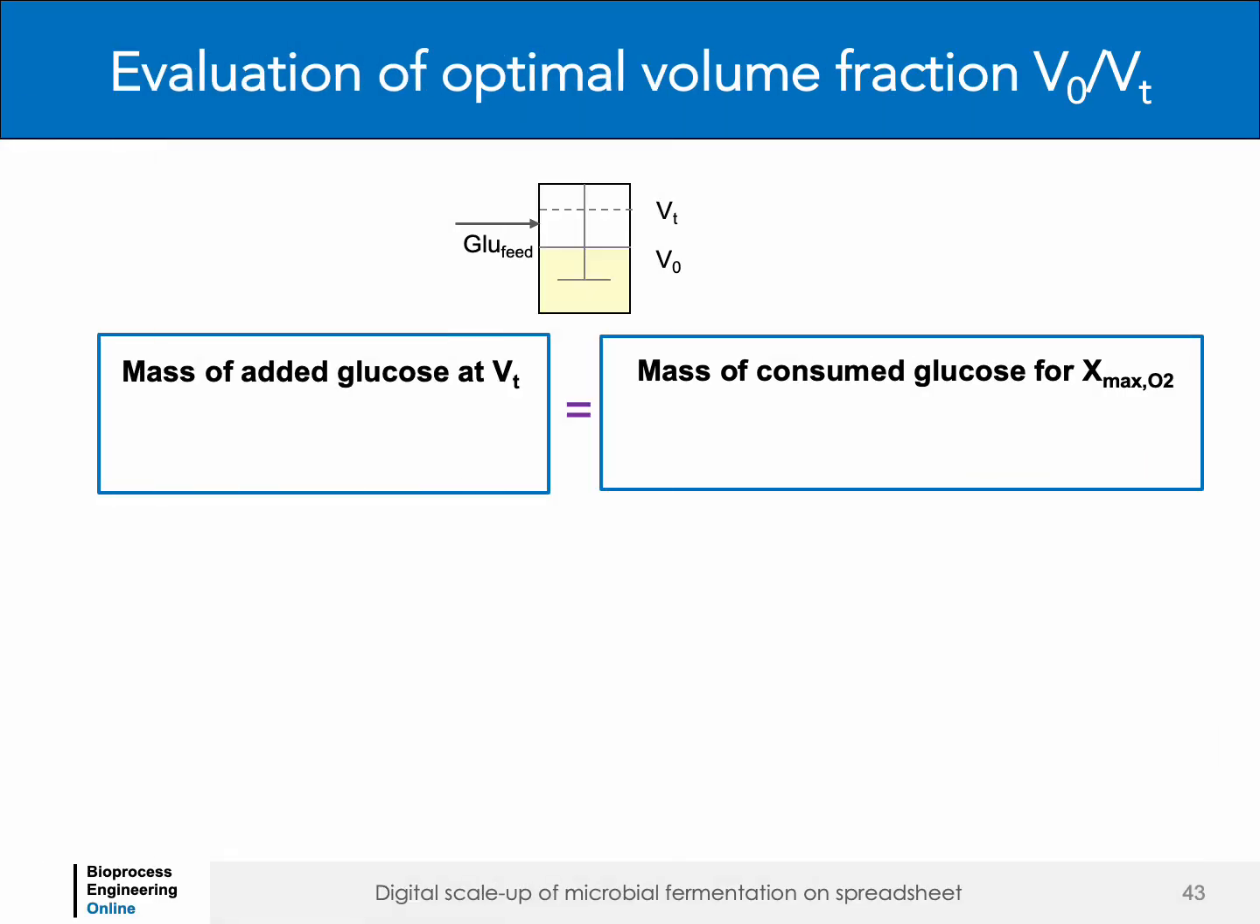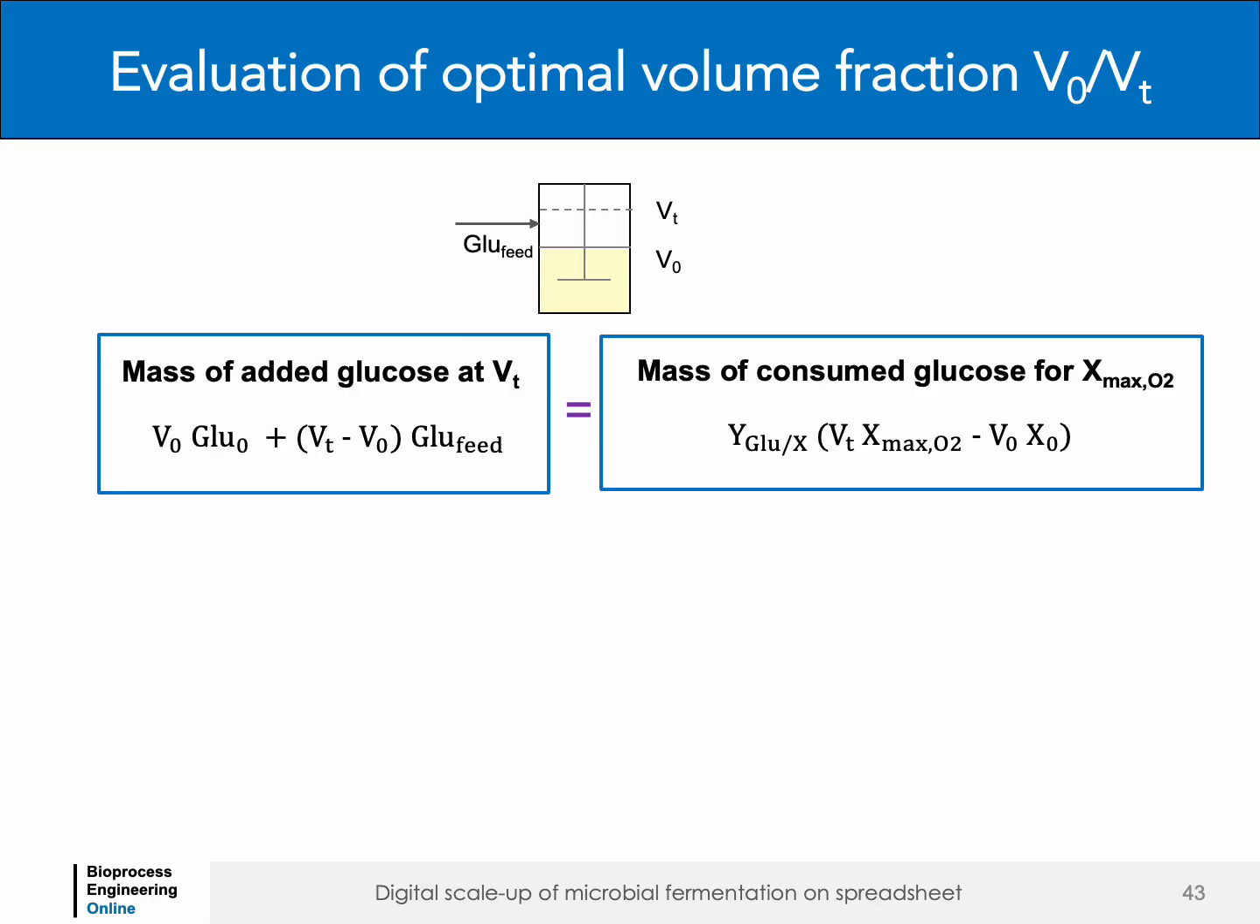To ensure that the fermenter filling time, T-fin, coincides with the moment when the minimum dissolved oxygen concentration is reached, the initial medium volume V0 is selected so that the total amount of glucose added during the fermentation matches the glucose required for the expected biomass production. The total glucose mass supplied during the process consists of the initial glucose mass, V0 GLU0, and the glucose added during feeding, Vt minus V0, GLU feed.